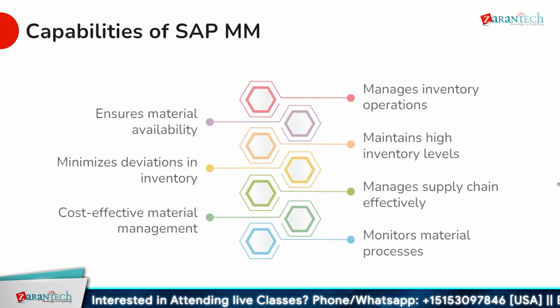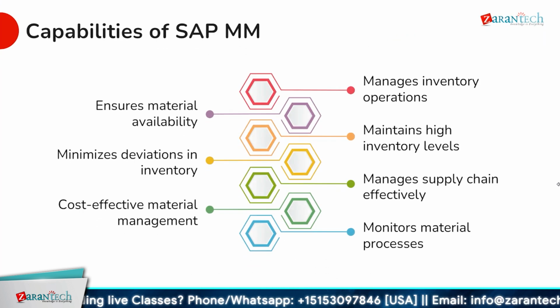Now, moving ahead, we can explore the capabilities of SAP MM. SAP MM offers a wide range of capabilities to support effective material management. It enables organizations to manage their inventory operations effectively, ensuring accurate stock levels and minimizing discrepancies. SAP MM helps maintain optimal inventory levels, balancing the need for material availability with the cost of holding inventory. It provides tools for monitoring and controlling inventory movements, allowing organizations to track stock in real time.